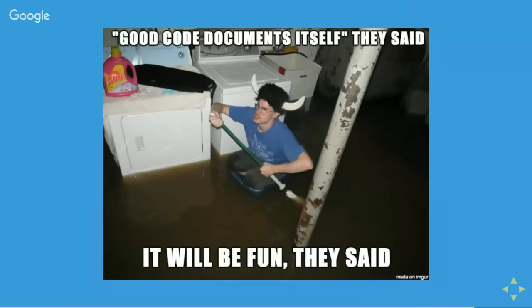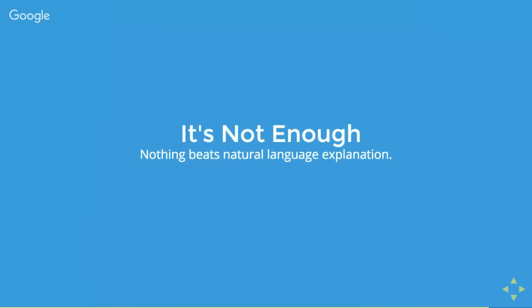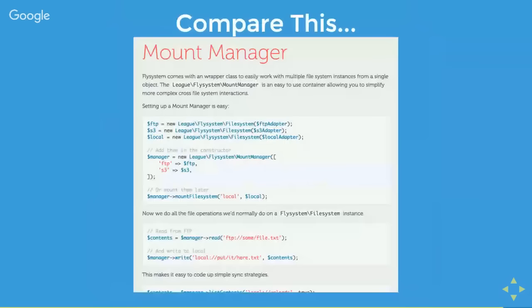But that's not enough. People think it's enough. It's not enough. Nothing's going to beat a natural language explanation with code samples. Recently, in a talk by Phil Sturgeon, he mentioned that he takes about 8 hours to document a single feature. I think he might have said 8 hours per page. That's insane. But good documentation is something that you can know when you see it. So let's take a look at this.